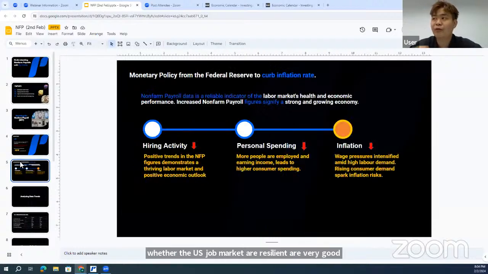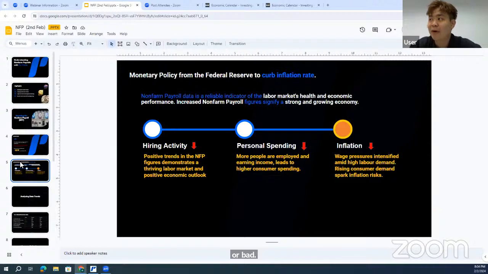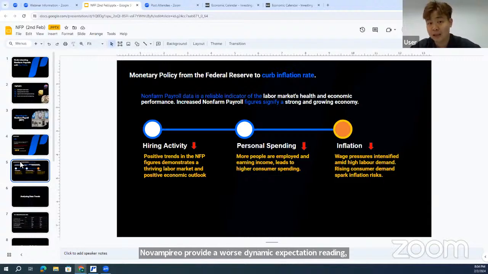To give you a very brief understanding, when the non-farm payroll provides a worse than market expectation reading, it means that currently the job sector in the United States is not as good as expected. Instead, there are still a lot of people unemployed and they do not have a lot of job opportunities. When this happens, hiring activity will be reduced. When you don't have a lot of jobs, you will spend less. When you spend less, your economy should have a more pessimistic view. Inflation will drop.